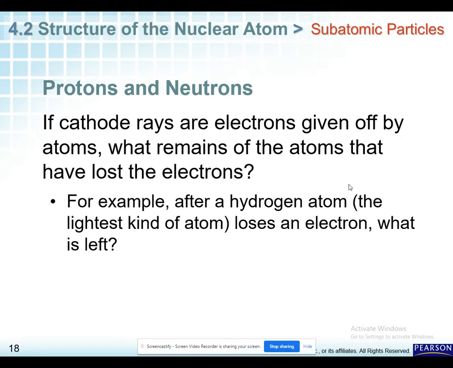If cathode rays are electrons given off by atoms, well, then what is actually left behind in the atoms if it loses those electrons? So basically, someone posed the question, if a hydrogen atom loses an electron, what's left? What's left that still makes it an atom?